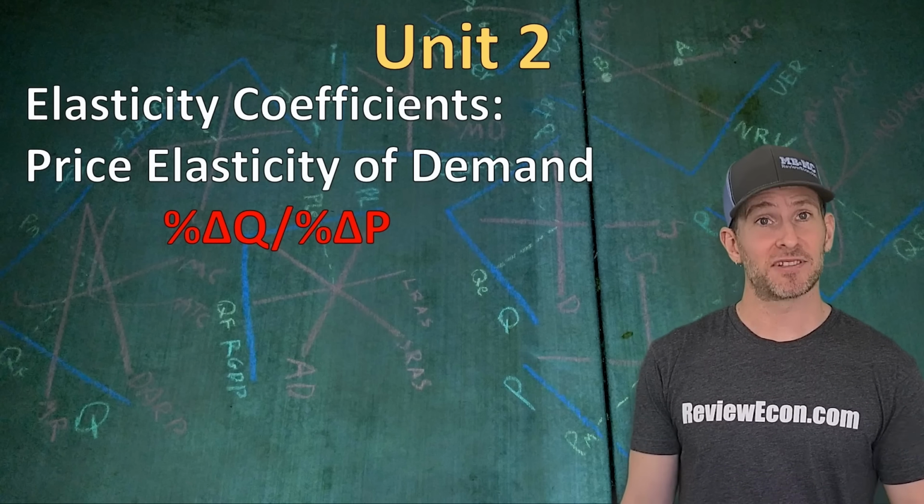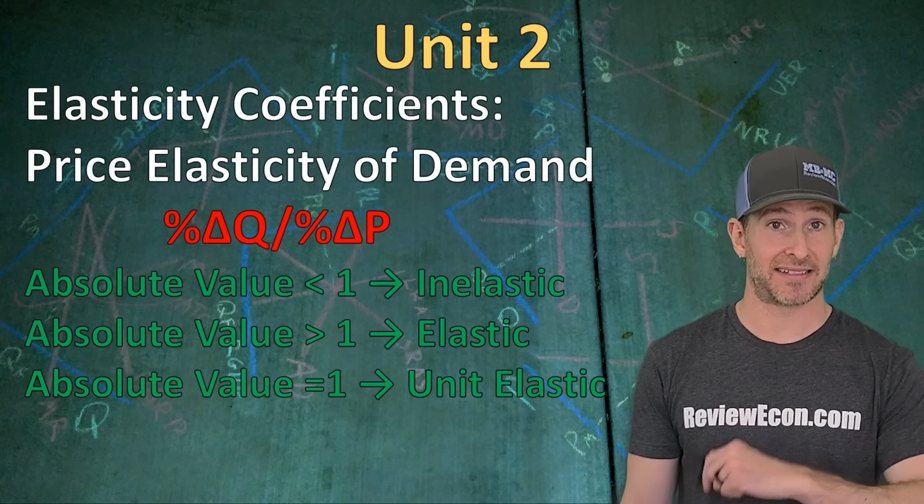If the absolute value of the price elasticity coefficient is less than 1, that means it's a decimal, then it is an inelastic demand curve. If the absolute value is greater than 1, it is an elastic demand curve. And if it is exactly 1, it is a unit elastic demand curve.